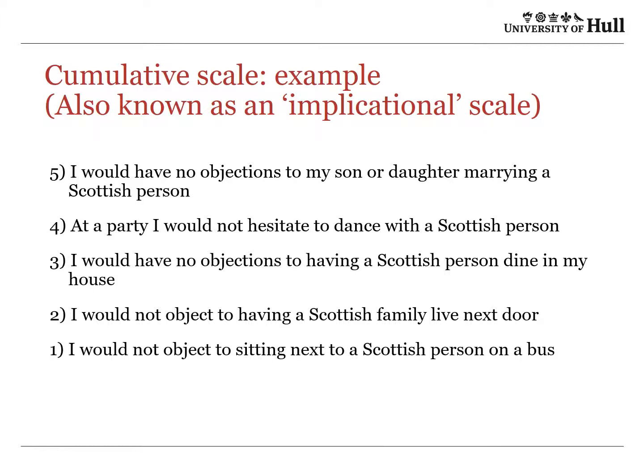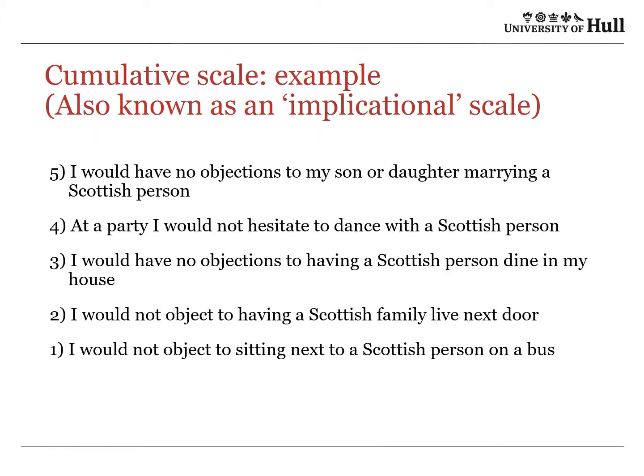So if these were cumulative yes-no items, and yes was 1 and no was 0, the maximum score on the questionnaire would be 5. So if somebody scored 5, you would know that they had scored yes to all of those items. In other words, they would have no objections to their son or daughter marrying a Scottish person, and by implication they would have scored yes to all the other items.